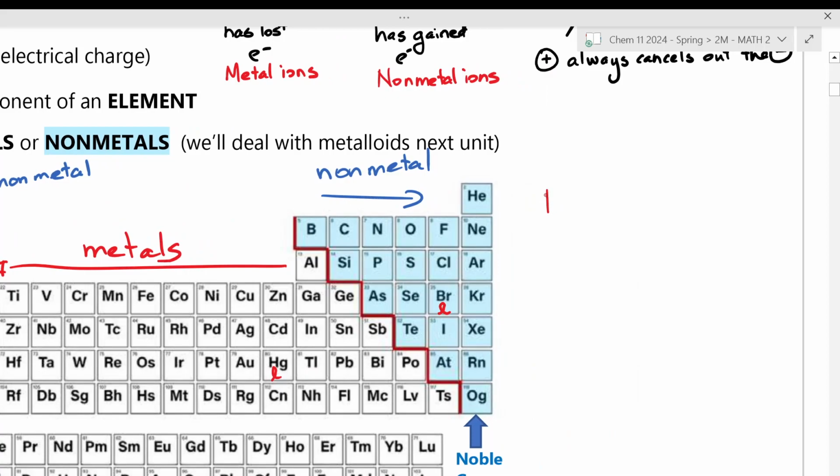Do you guys remember bromine? Bromine comes in what form? Br. Oh, that's bromide. Bromide is Br minus. Bromine is neutral. And what format does it come in? Do you remember? It's Br2.